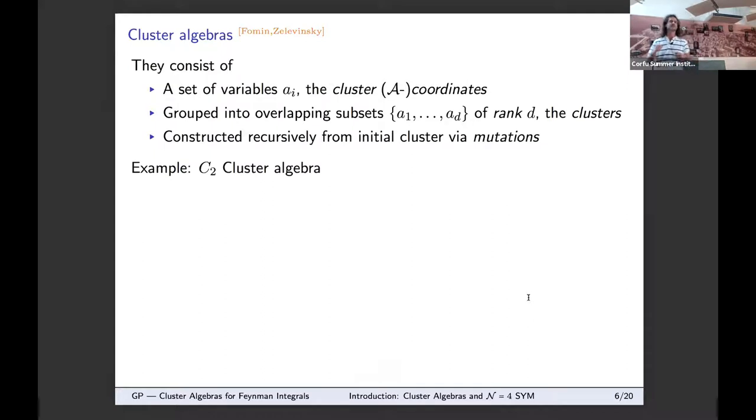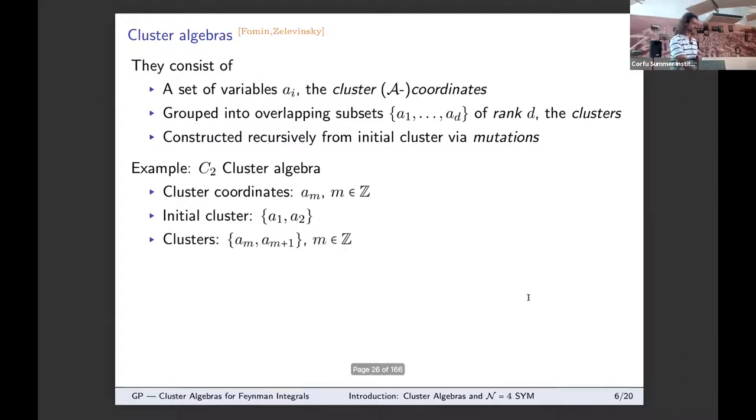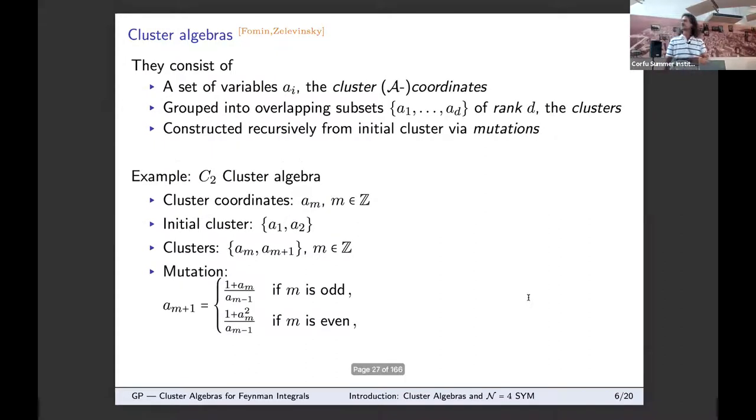But let me give you an example that will be the main example of my talk, the C2 cluster algebra. This 2 is the rank, so it means we have two variables. And the cluster coordinates are labeled by a single integer, m. And the initial cluster has size 2, as we said, and consists of the first two variables. The remaining clusters are A2, A3, A3, A4, and so on. And for this case, this is what turns out to be the mutation rule. So you get, for example, A3 to be equal to (1 + A2) over A1, with A2 squared over A1.